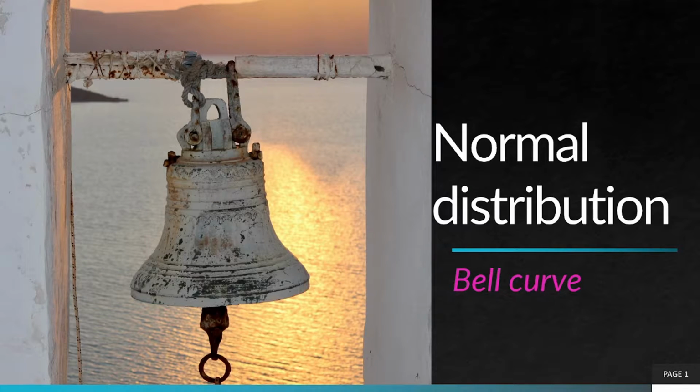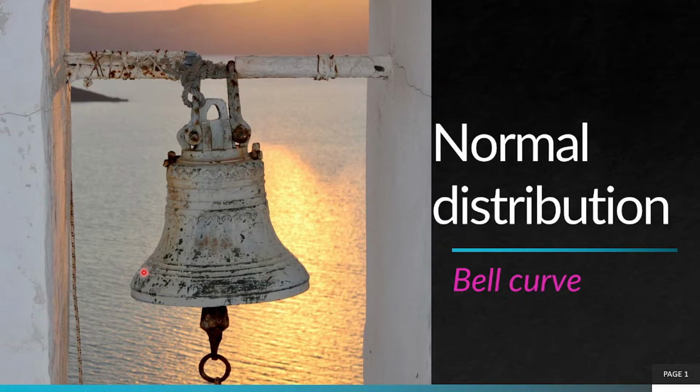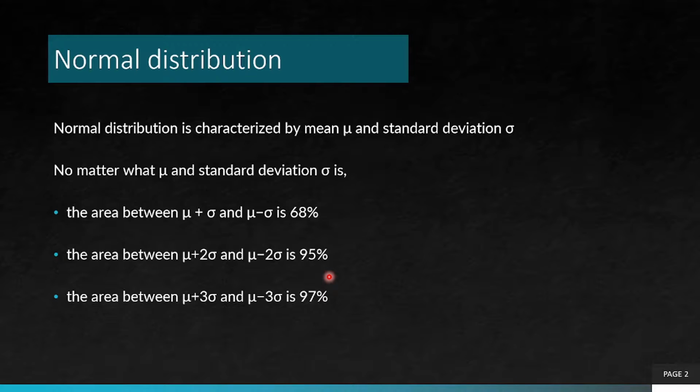So this is a lecture on normal distribution. The normal distribution is also known as the bell curve, and you see the symbol down here, the bell represents a normal distribution. The normal distribution is characterized by a mean mu and a standard deviation sigma.